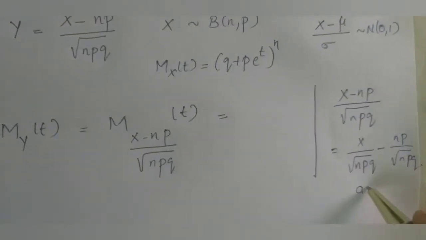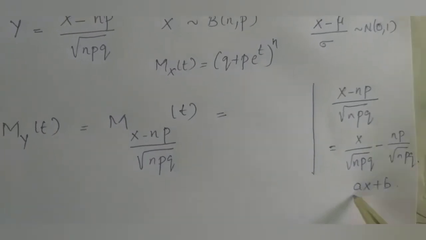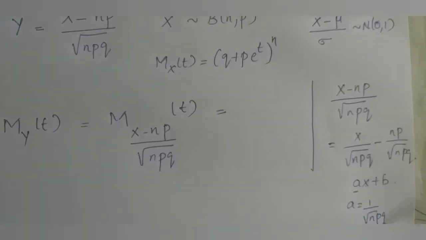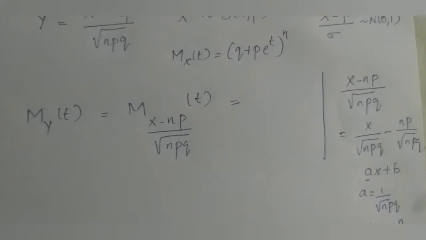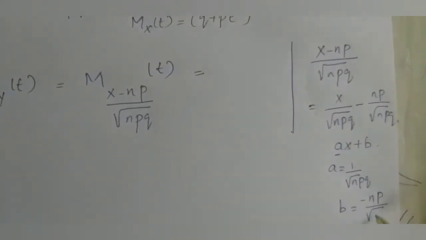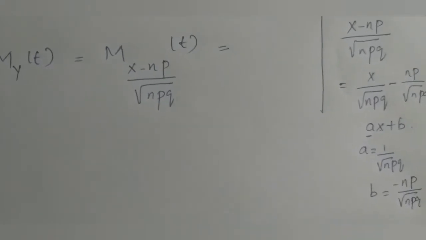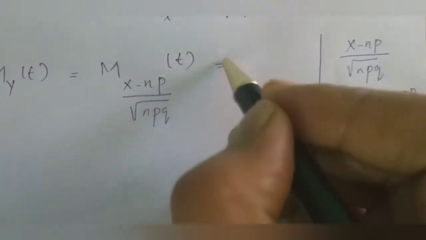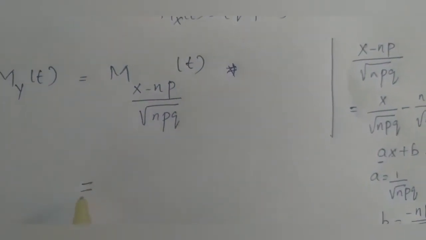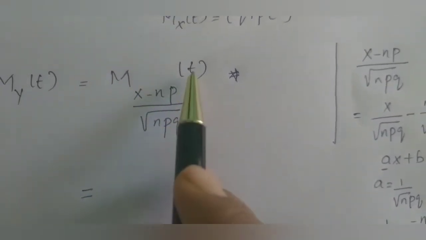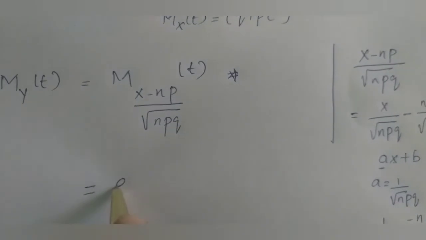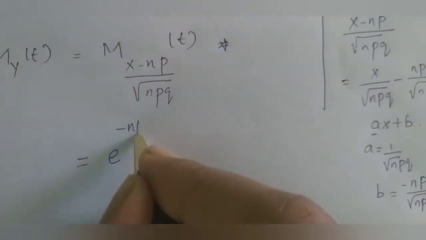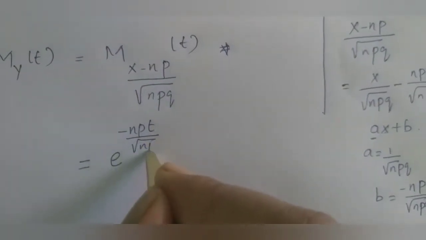Now this is of the form ax plus b, where a, the coefficient of x, is 1 by root of npq, and b is minus np by root of npq. So we apply the property of MGF. We can write this as e raised to bt into M_X(at), that is e raised to minus npt by root of npq.